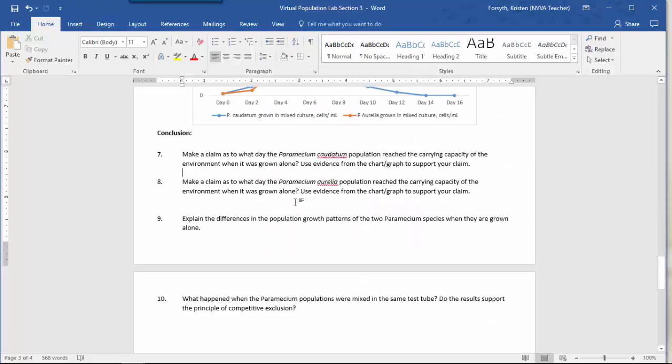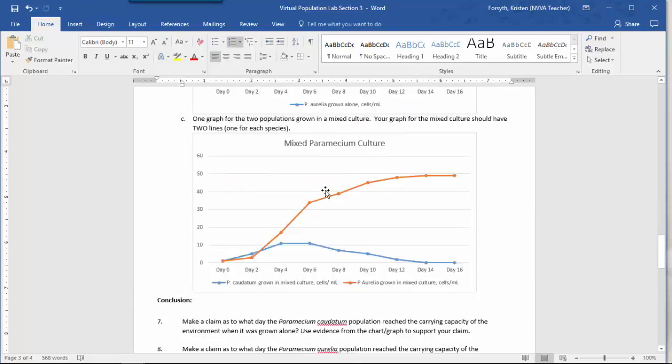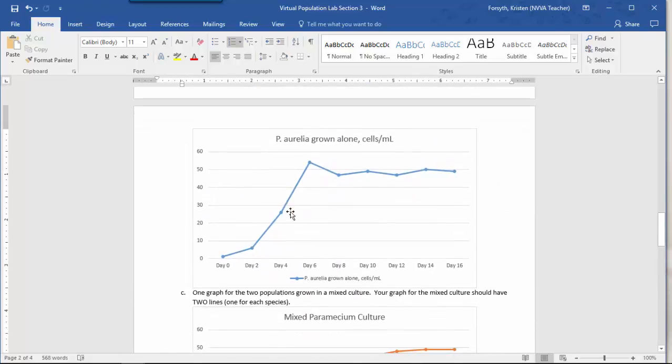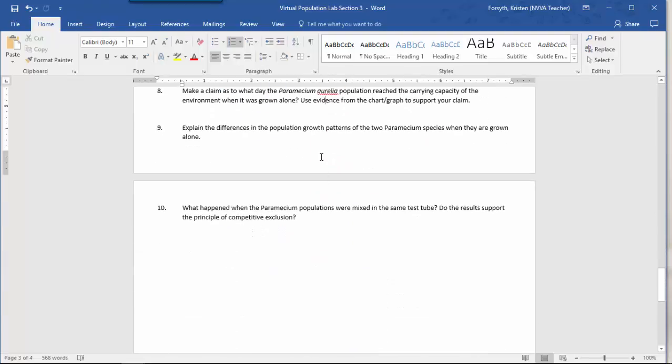Same thing for number 8. Go back up to your P. aurelia graph. Here's your P. aurelia graph. You'll notice it should be probably a day or two sooner, or 2 or 4 days sooner than your other one. You can notice that on the graph. Record that down. And then what were the differences?